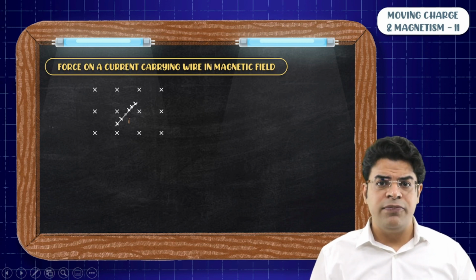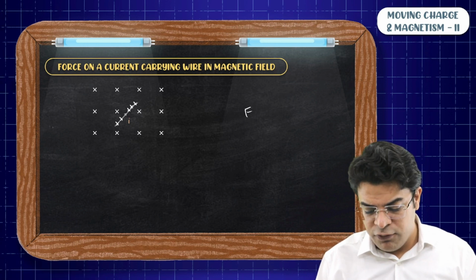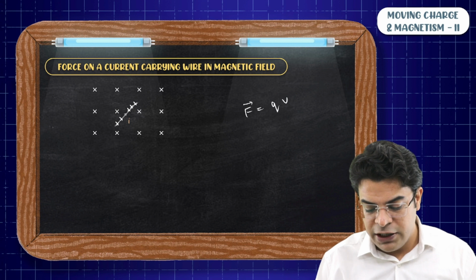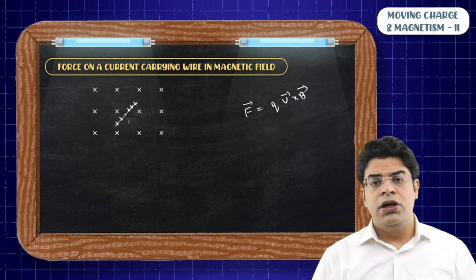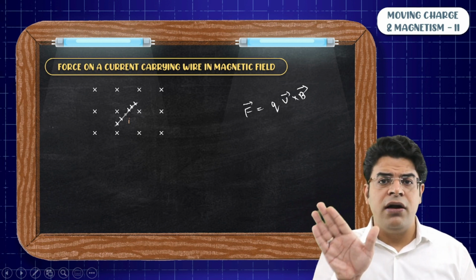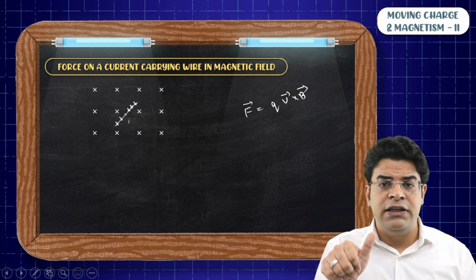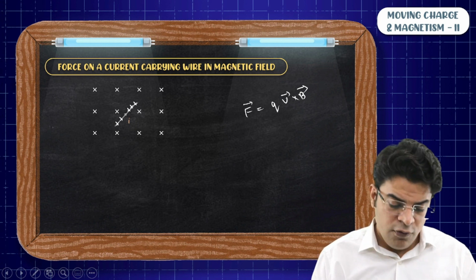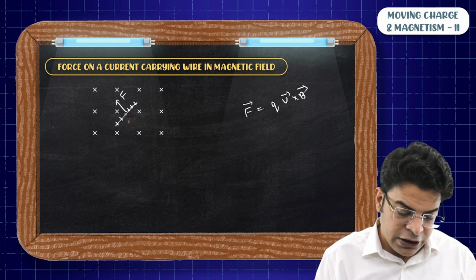In which direction? We know that the direction of magnetic force acting on a charge is given by q into v cross B. So we need to align the fingers of right hand in direction of velocity and then curl the fingers towards the magnetic field. This gives us the direction of the force. So there will be some force here.